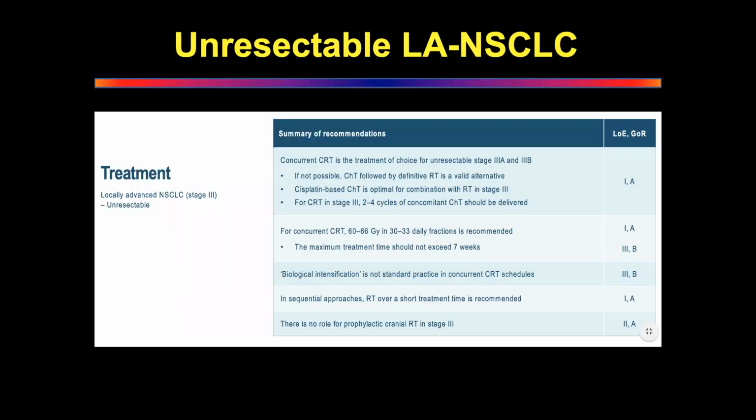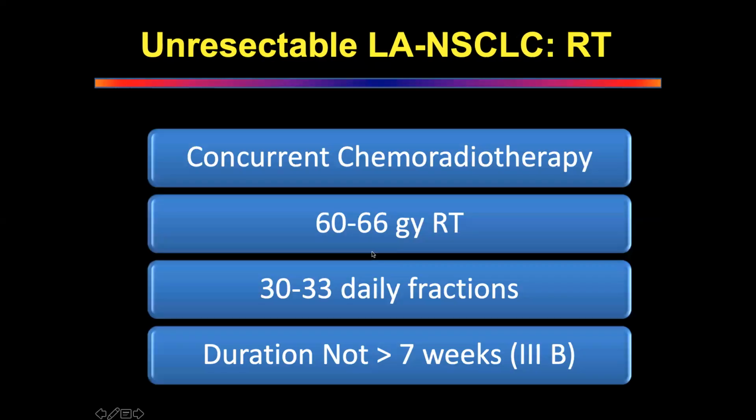So this is all from that thing. Can you see this? Here it is for concurrent radiotherapy. 60 to 66 gray in 30 to 33 daily fractions is recommended, and the maximum time allocation should not exceed 7 weeks. So the problem is when you read the paper, these things don't catch your eye. But when you see my slide, it gets highlighted. You see, that's the point.